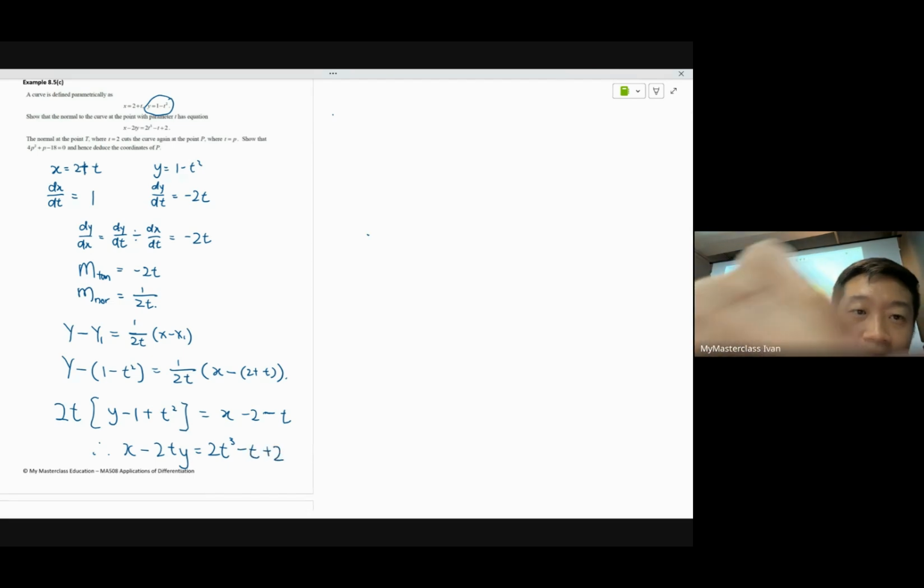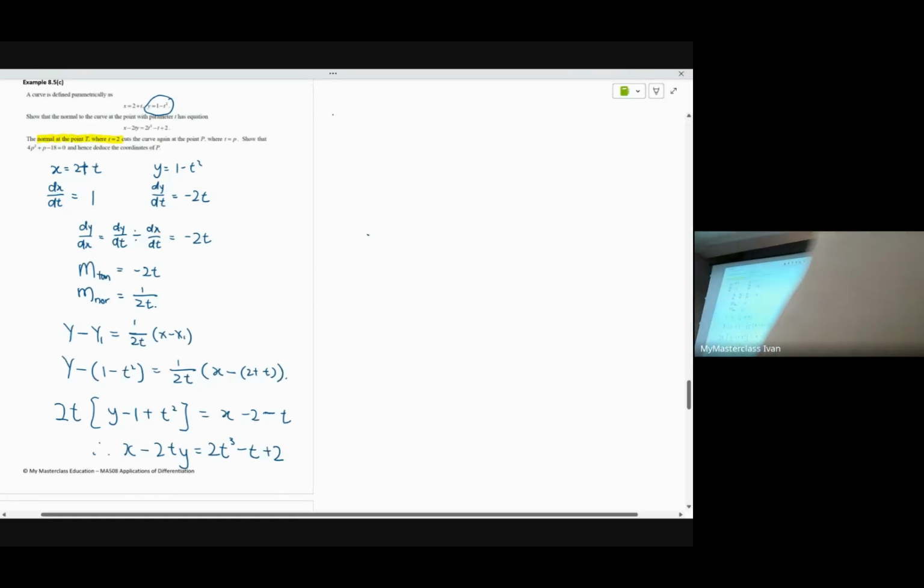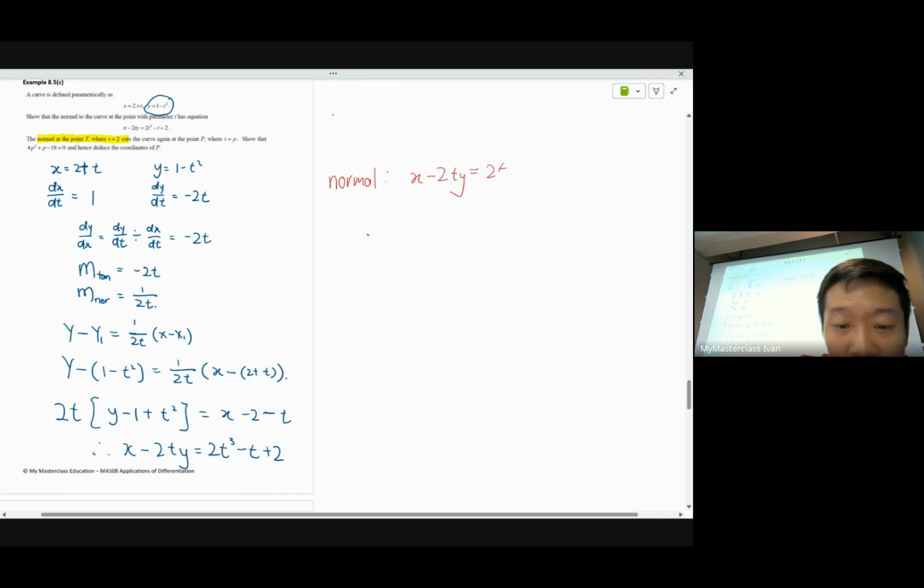So now they say, wow, a lot of information. The normal at the point t when t equals 2. So you must put back to the normal. The normal is x minus 2ty equals 2t cubed minus t plus 2. When t is equal to 2, my x is equal to 2 plus 2, which is 4. My y is equal to 1 minus 2 squared, which is negative 3.